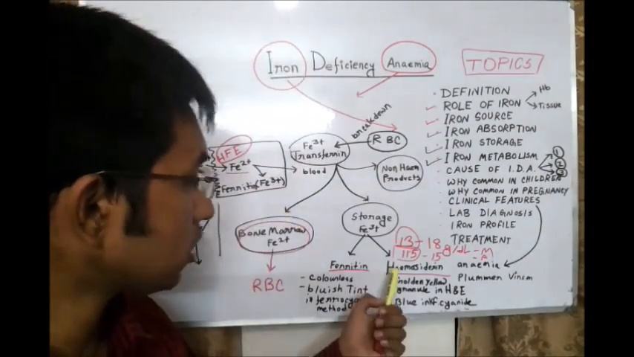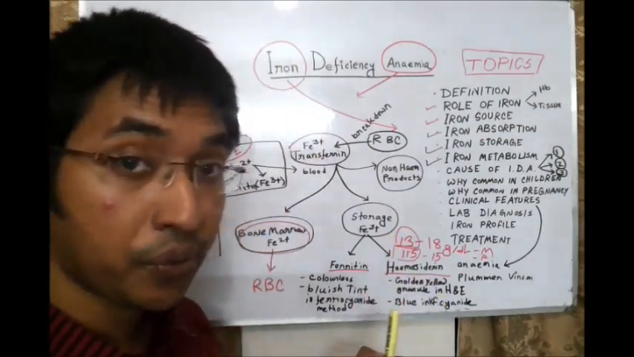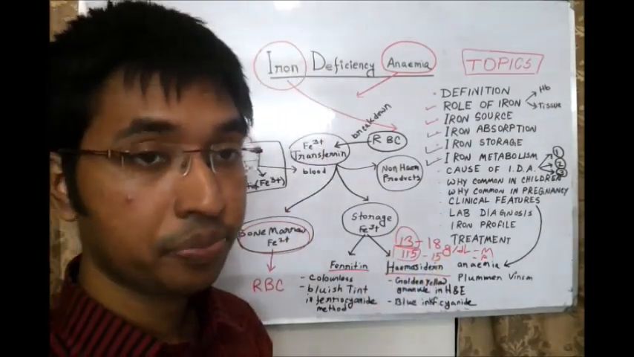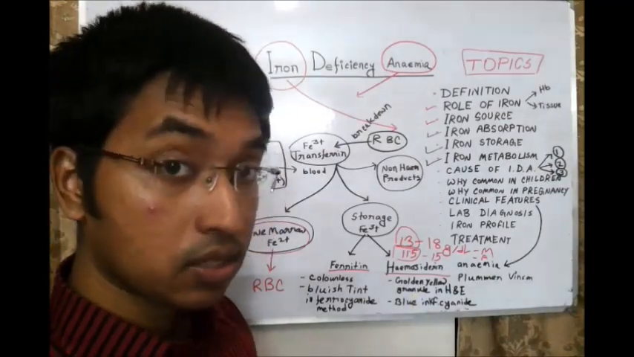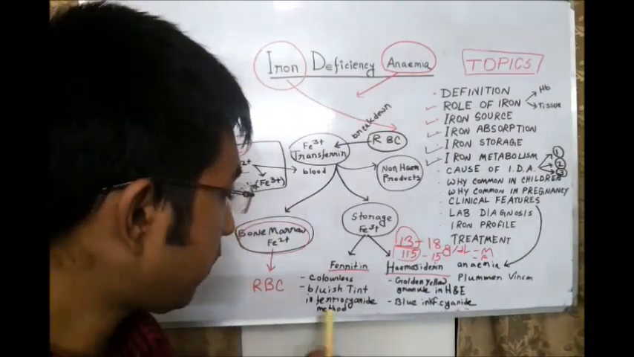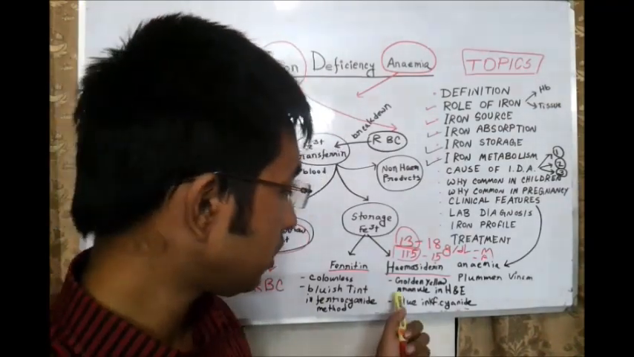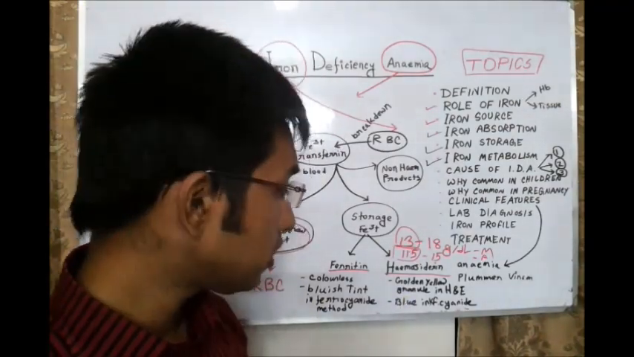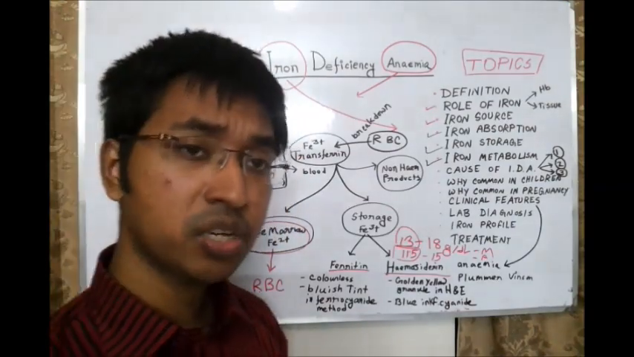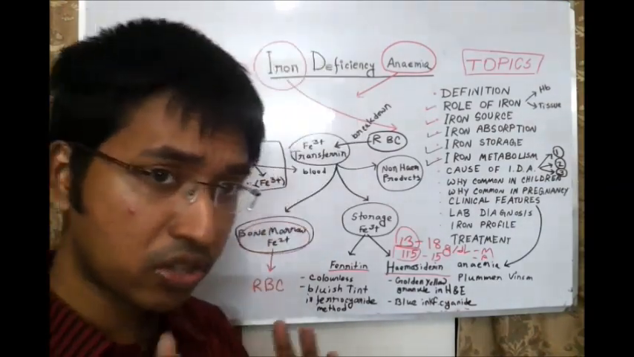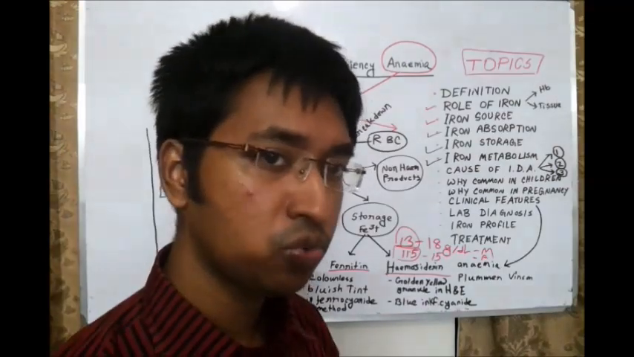Okay, now this is more important. Another storage form of iron is hemosiderin, and this one has color. It's not colorless like the ferritin molecule. The color in some of your textbooks you will see is golden yellow, and in some textbooks it's written brown. So try to imagine a color in between them if you get confused.